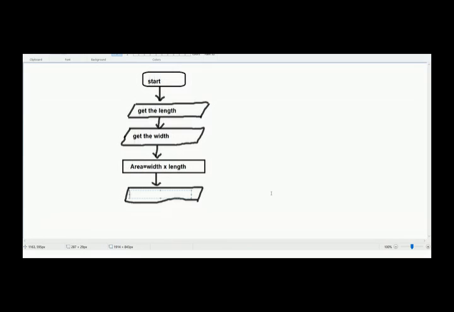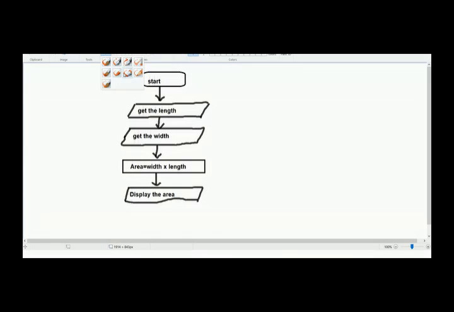Okay, so we have to write, display the area. Display the area here inside the parallelogram. That is our output. Then what is the last thing? What is the last one? End. Very good. Then you have to use this capsule, okay, to write the end.